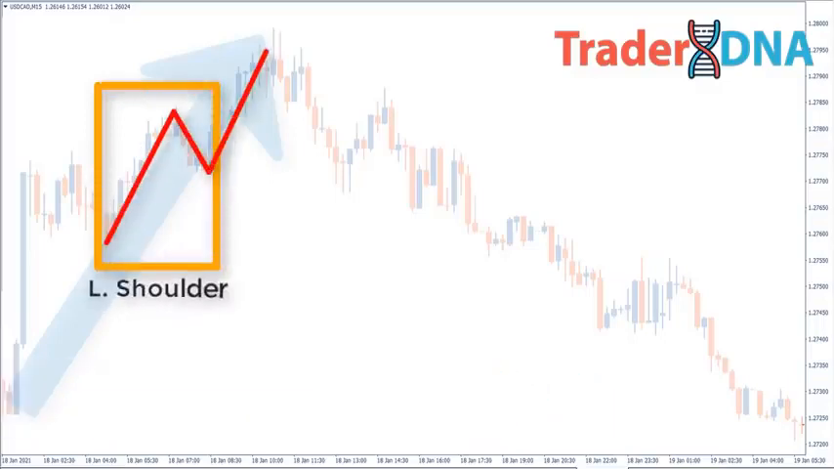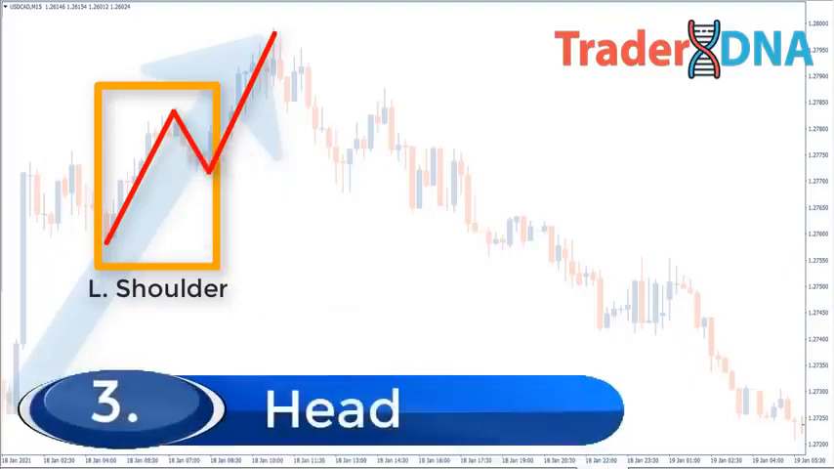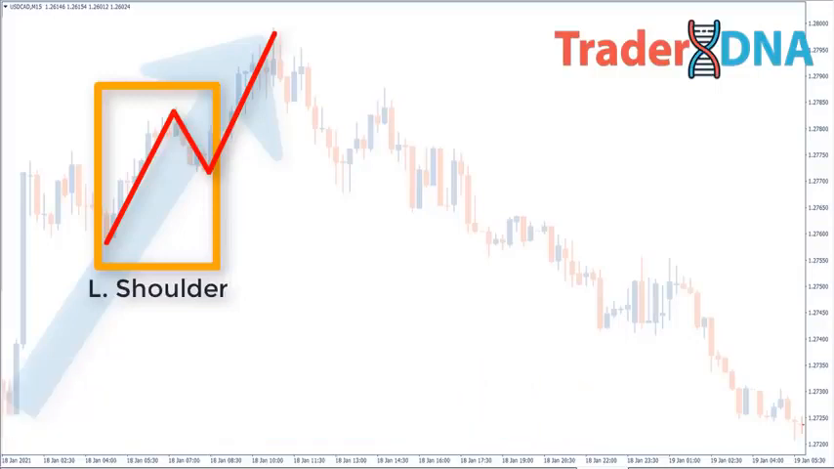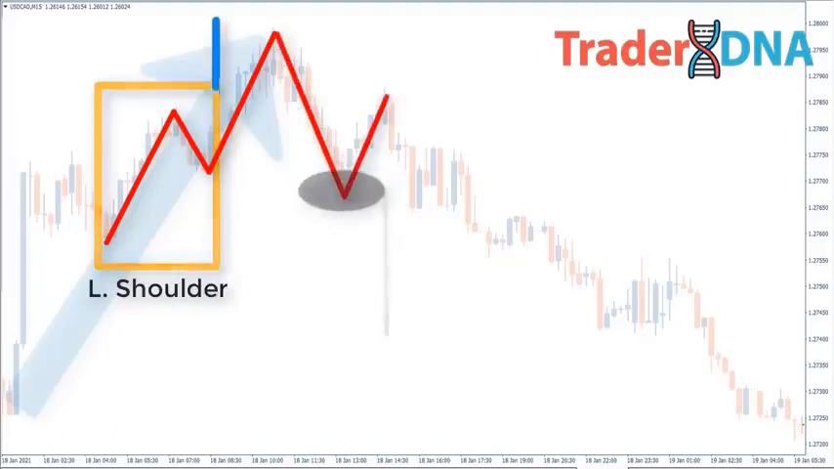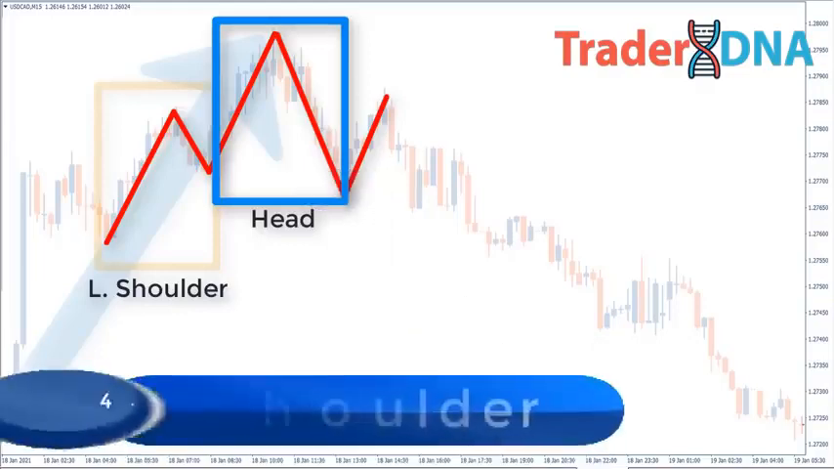At this point, things are starting to come together, but we don't quite have enough to draw the neckline. Step 3. Head. Now that the left shoulder has formed, the market makes a higher high which forms the head. But despite the bullish rally, buyers are unable to make a substantially higher low. At this point, we have the left shoulder and the head of the structure. The neckline is also beginning to take shape, but we need the right shoulder before we can draw the neckline on our chart.